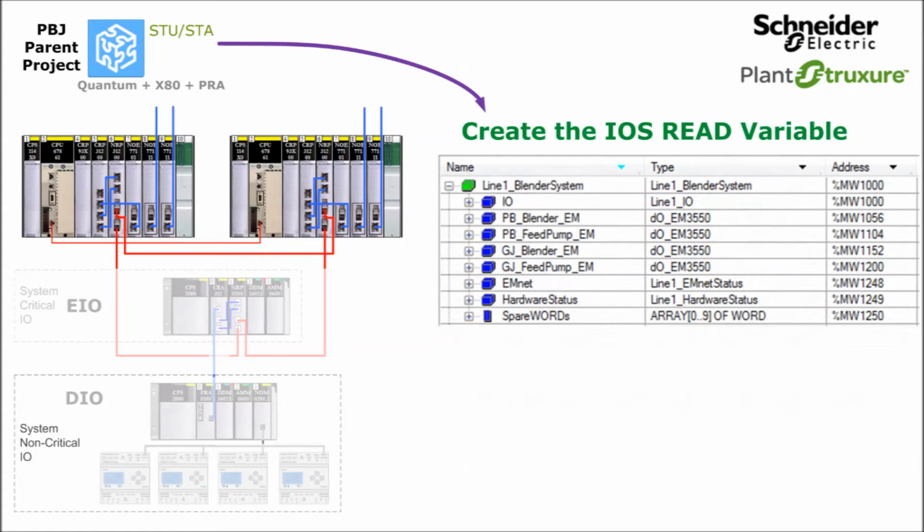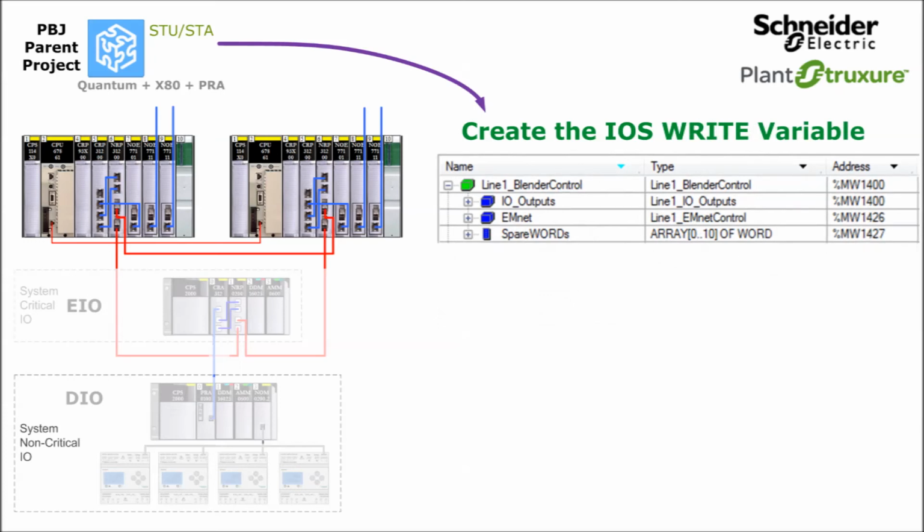And now I create the IO scanner interface read variable, locating the variable at the IO scanner entry read master object defined address for the line 1 DIO drop. And next, create the IO scanner interface write variable, locating the variable at the IO scanner entry write master object defined address for the line 1 DIO drop.